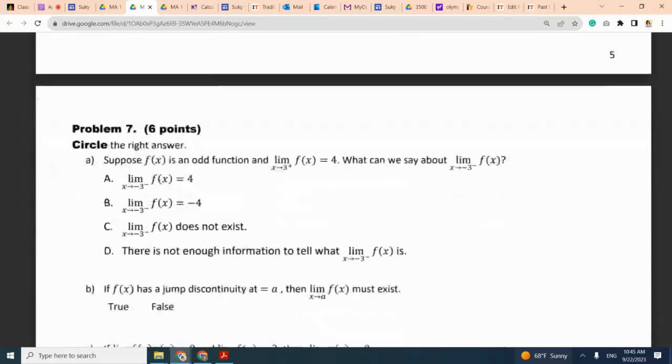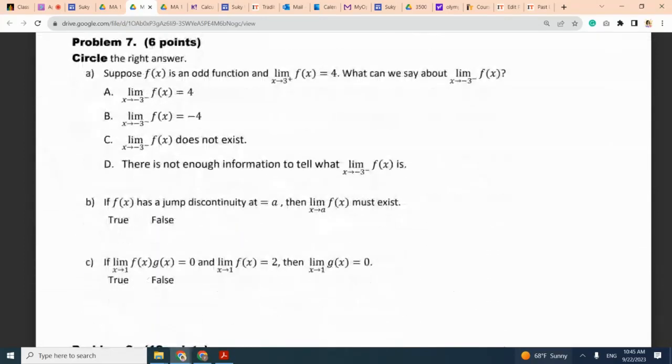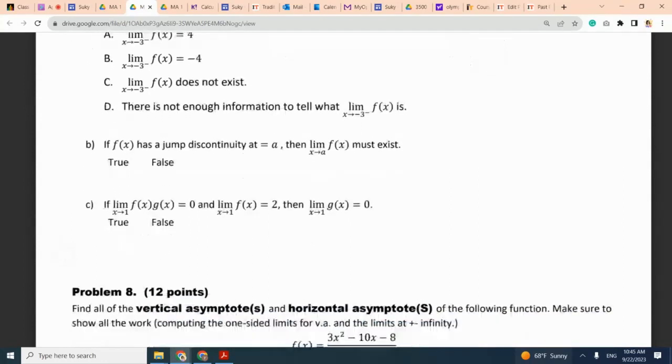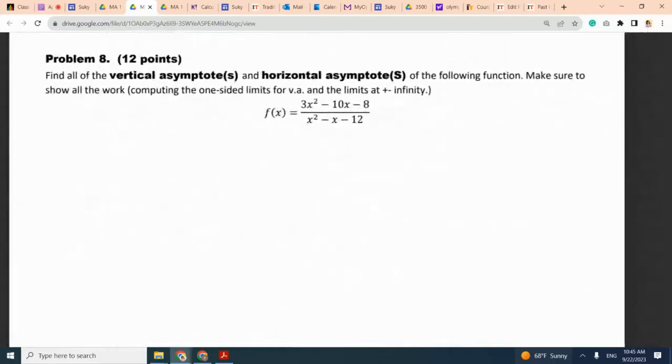Okay, and then this is true or false problems. True or false problems are challenging. Yes, so it really tests your understanding about the concept. So try these problems, and if you have questions, feel free to ask me.